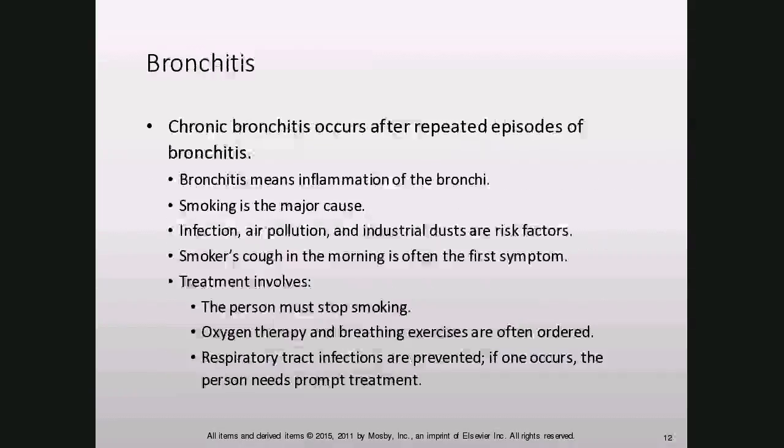Chronic bronchitis occurs after repeated episodes of bronchitis. And bronchitis just means there's an inflammation of the bronchi, and smoking's the major cause. Infection, pollution, and industrial dust are also risk factors. So even your environment and your working environment can affect your lungs as well.